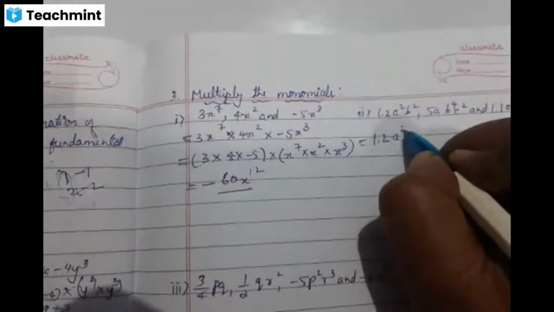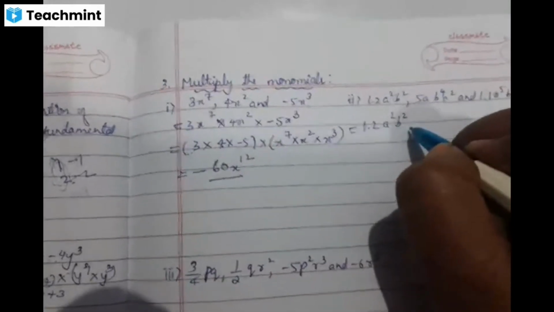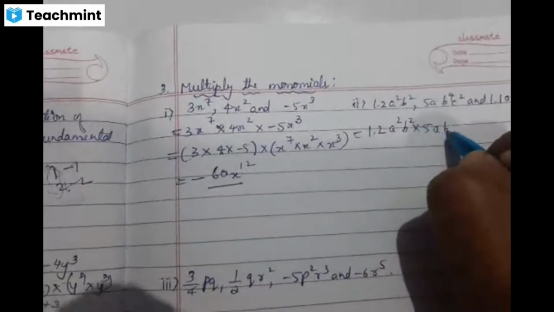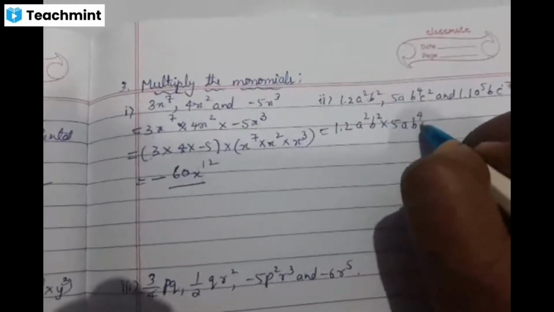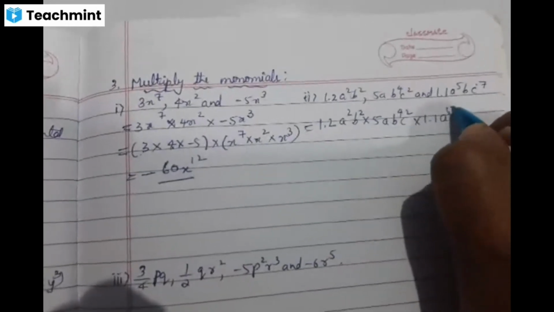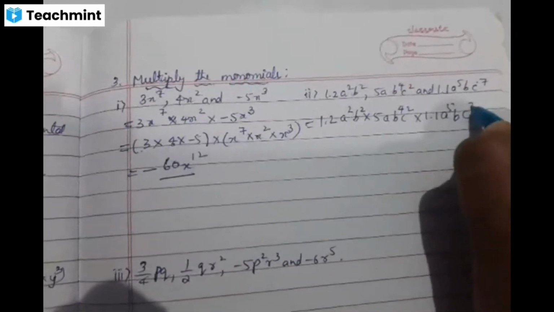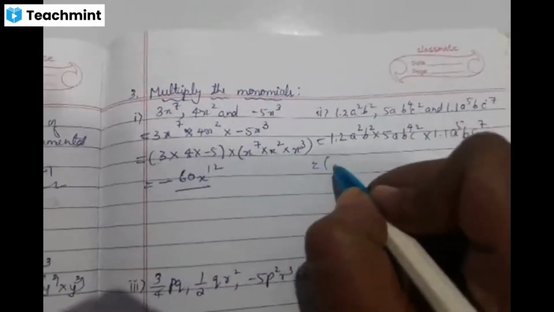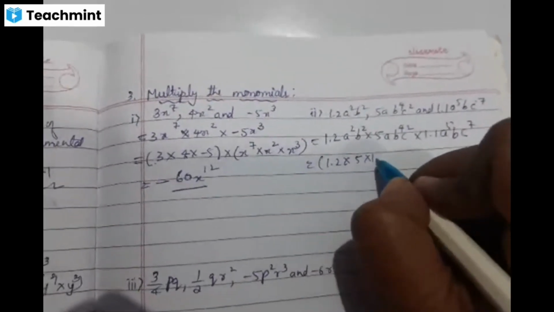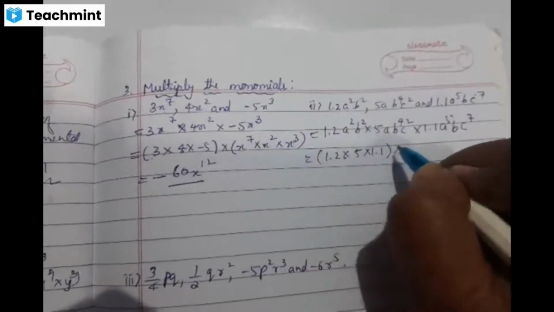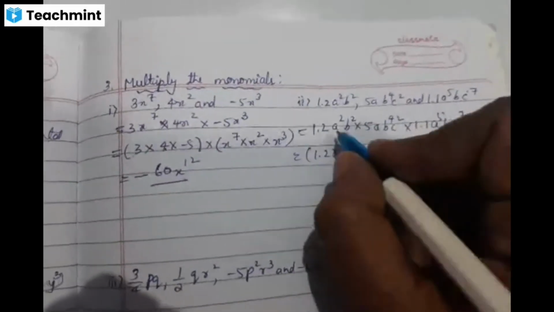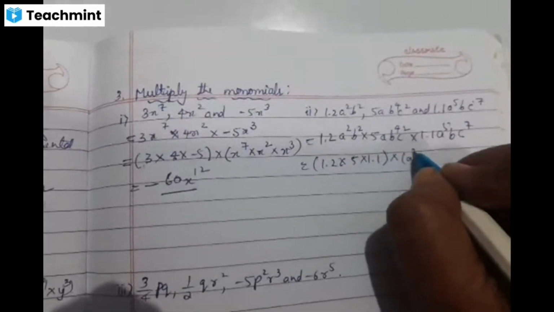1.2 a to the power of 2 into b to the power of 2 into 5a b to the power of 4 c square into 1.1 a to the power of 5 b c to the power of 7. As I have told you, first grouping is very important. For these steps only you will be allotted the marks, children. For each step you will be having the separate marks. So be careful with the steps.